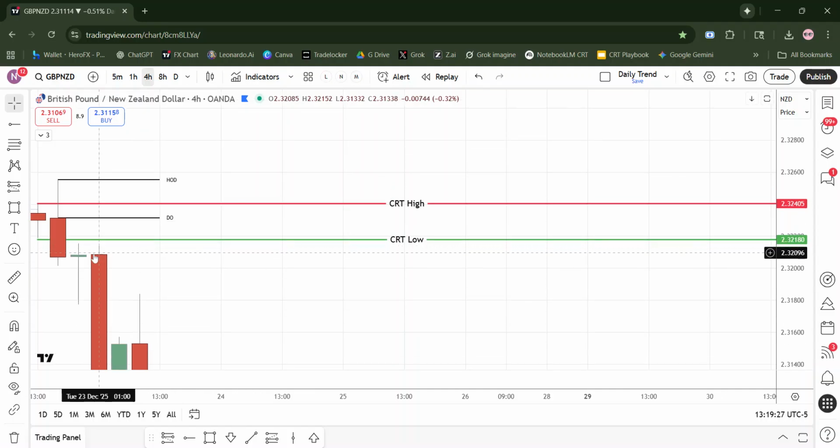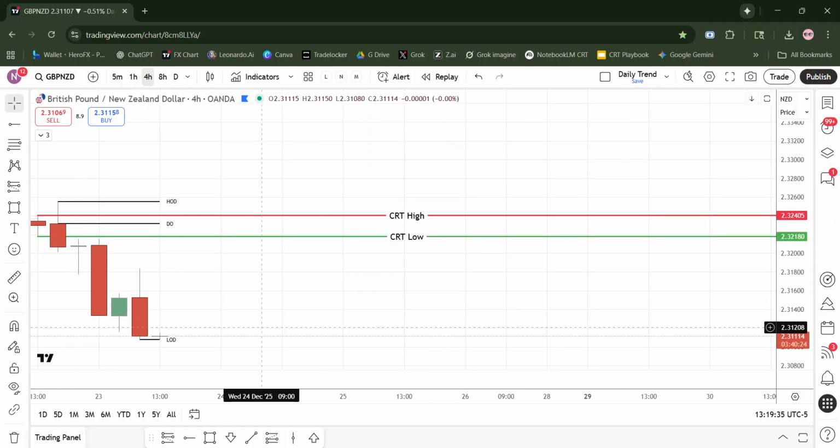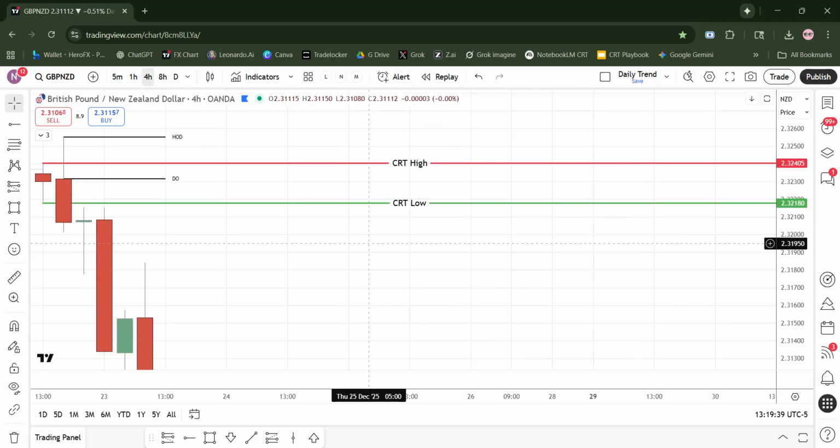Now, ideally, we like to see it in the first candle. That didn't happen here at 9 p.m., but it did happen at 1 a.m., where price just tanked. Completely tanking. It's still dropping right now as of the making of this video. So that's the first way.